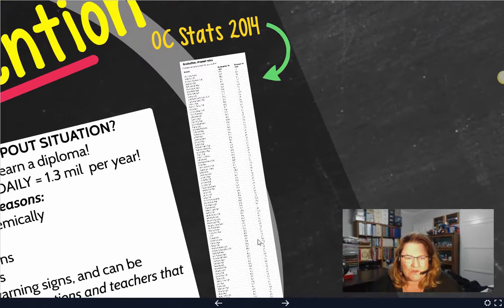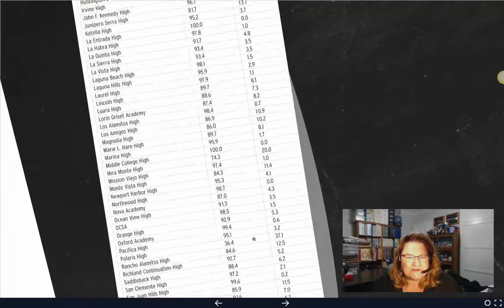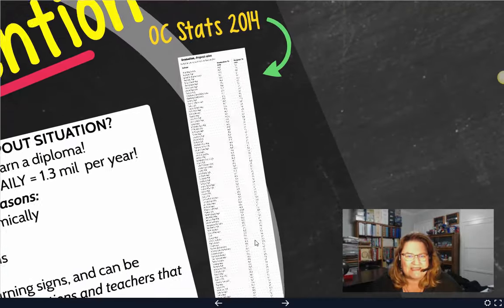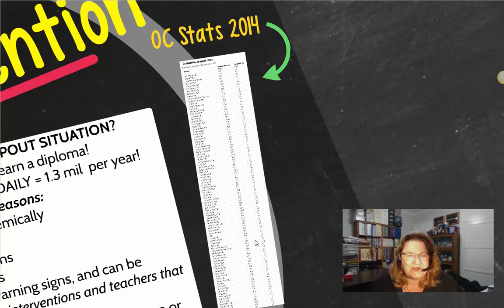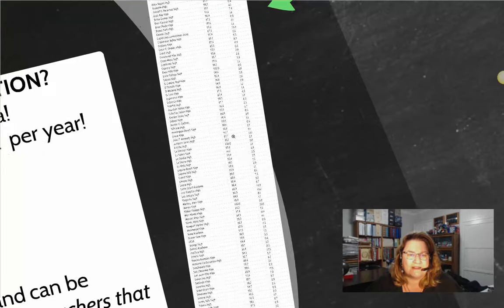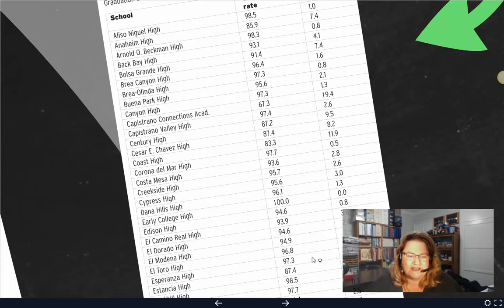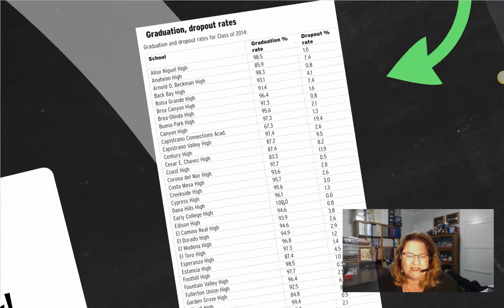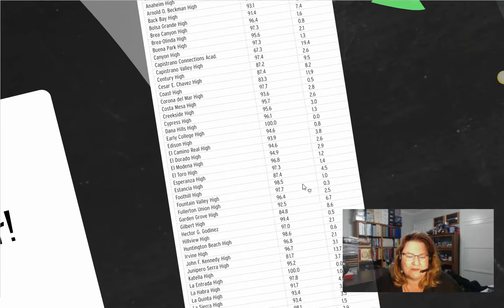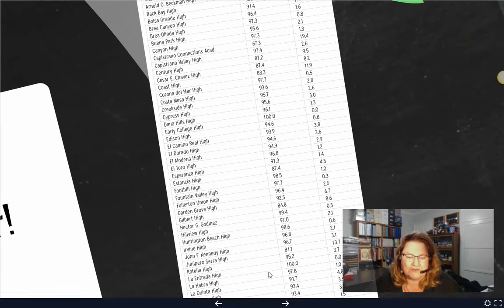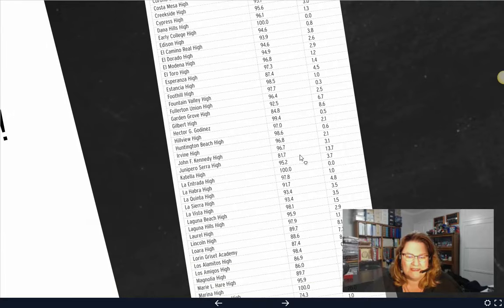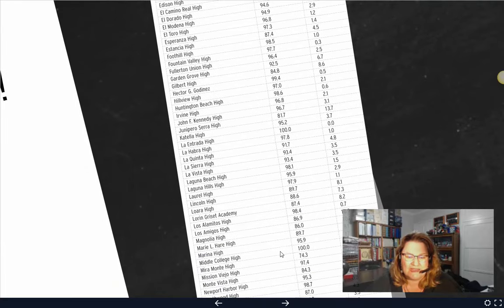Let's see if we can scroll in here. These are the OC stats for 2014, and there is one high school in here that has a 100% graduation rate. This is the dropout rates, so it'll tell you graduation versus dropout. Maybe you guys can look through yours. Is there 100% here? Early College High. Where's the other one? La Entrada. Is it a continuation school? Oh, no, there's 3. There you go.